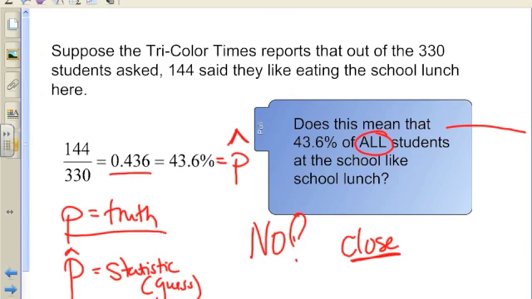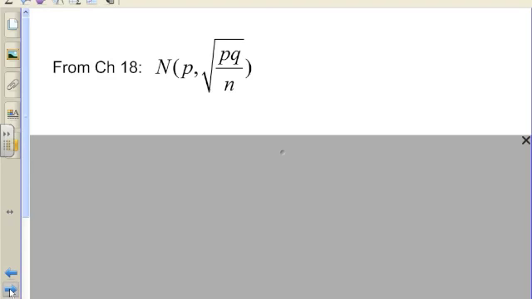So then the question becomes, how are we going to find the truth? P hat, that's easy. I just go out and ask people. But what does that tell me about truly what proportion of students like the school lunch? So from Chapter 18, hopefully you recall that we could create a normal model for proportion using p, the true proportion, as our center, and calculate the standard deviation, square root of pq over n. Unfortunately, we don't know p. I don't know what this is. I don't know the truth. I only know my statistic.